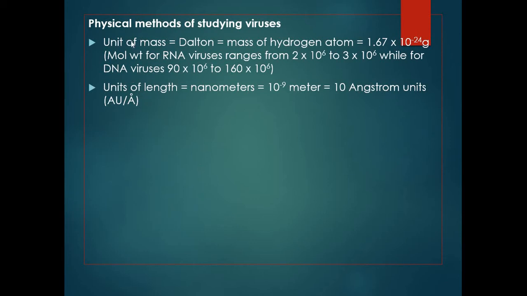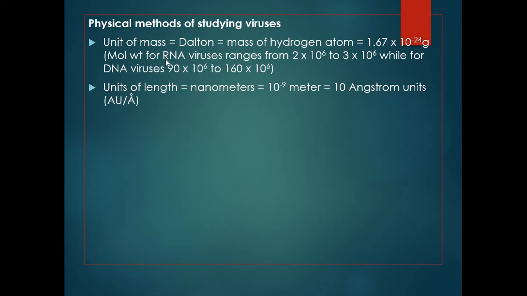In the physical method, when we study the virus, the unit mass of virus can be determined as equal to the Dalton. The mass of a hydrogen atom is equal to 1.67 × 10^-24 grams. This means one unit mass of virus equals 1 Dalton. 1 Dalton is equal to the mass of a hydrogen atom, which is 1.67 × 10^-24 grams.